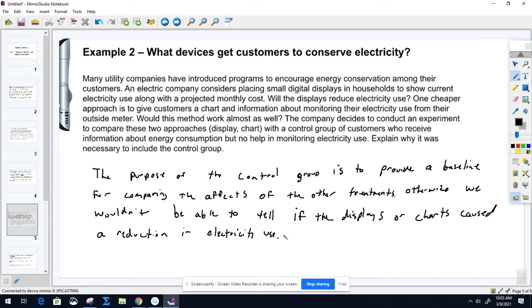Okay, so why is it necessary to have a control? The purpose of the control group, this is a memorized answer. The purpose of the control group is to provide a baseline for comparing the effects. Okay, in this case, what are we comparing? The chart versus the digital display.